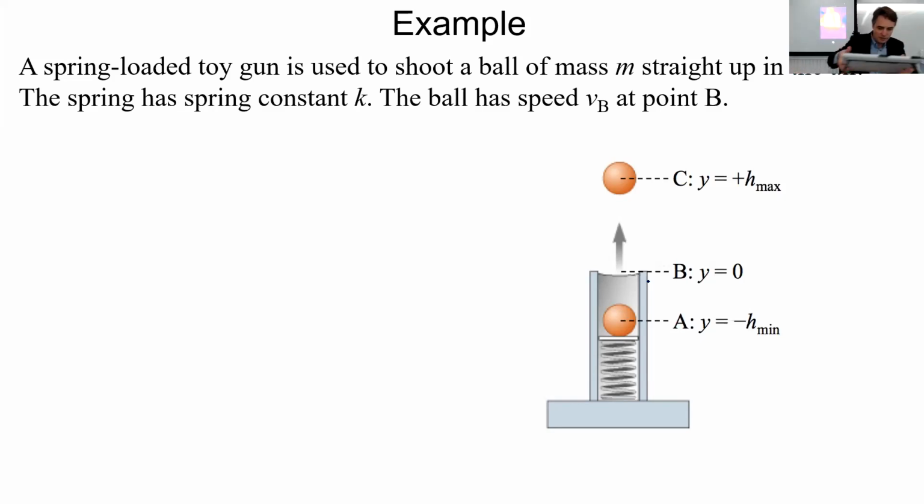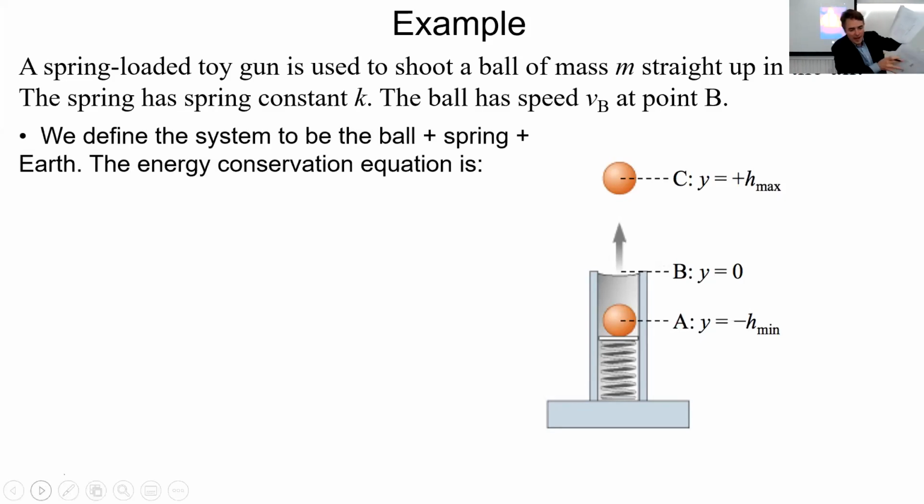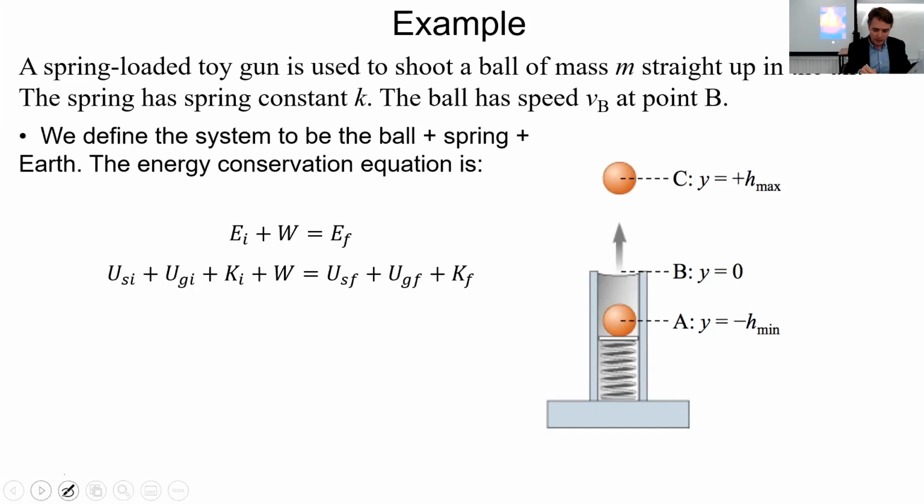So let's analyze this using our energy bar thingy. We define the system to be the ball plus the spring plus the earth. Then the energy conservation equation is EI plus W equals EF. So you say you've got your kinetic, and then you've got the potential energies of your system. The spring is in our system, so that's included.